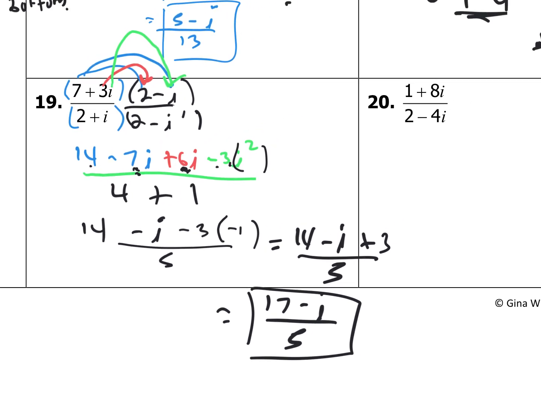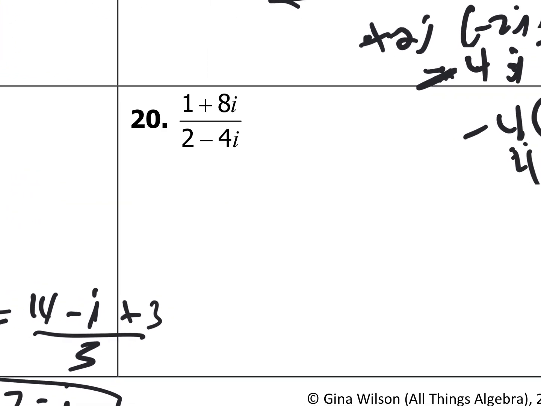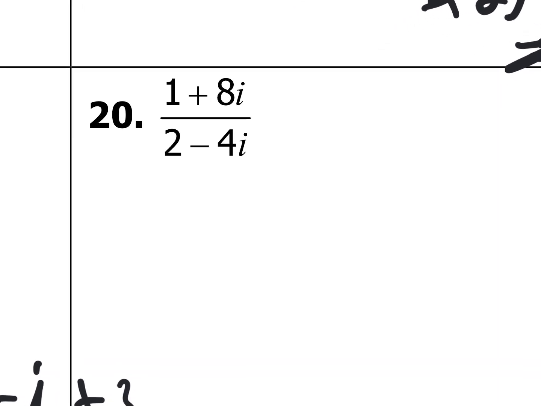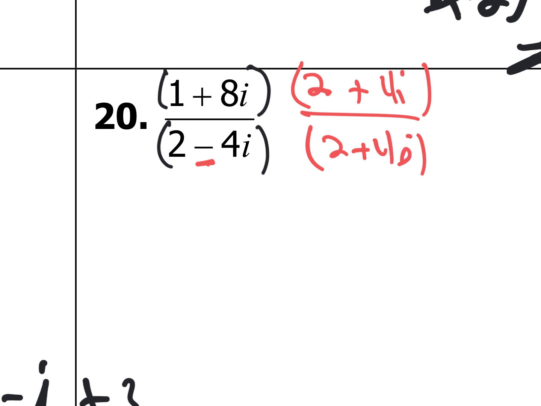You want the last one done for the road? May as well. It's no different than number 19. But I do have a binomial on the top. I do have a binomial on the bottom. So I'm going to put parentheses because I know what's coming. Multiply by the conjugate of the bottom. So I'm going to multiply both top and bottom by a 2 plus, because there's a minus here, plus 4i over 2 plus 4i.